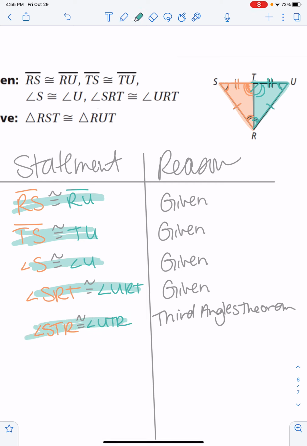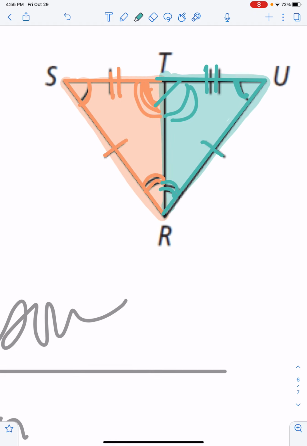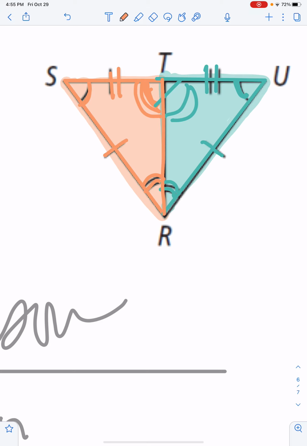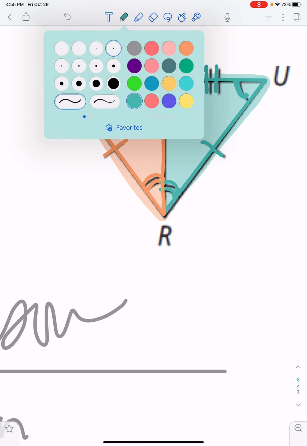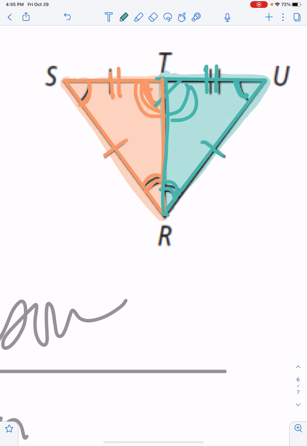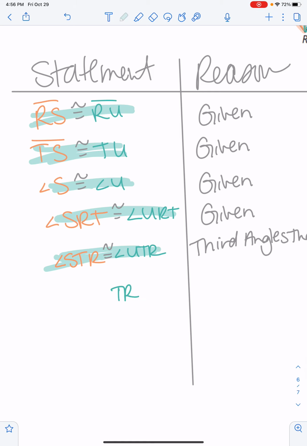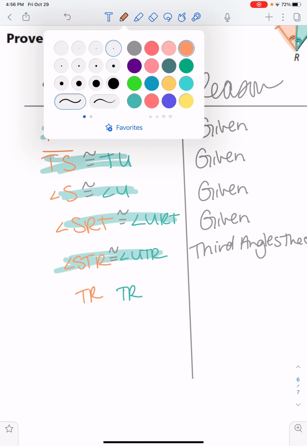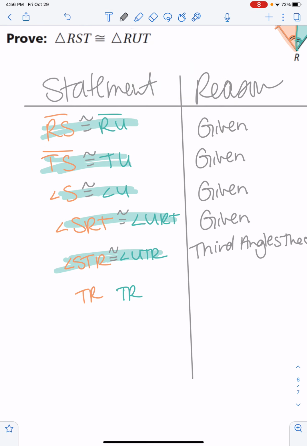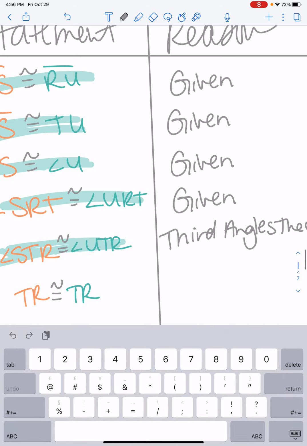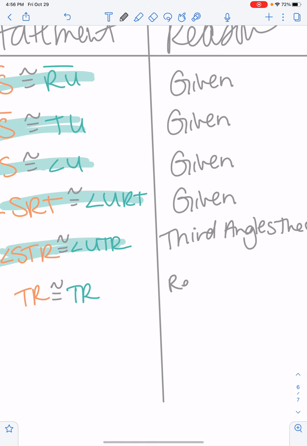So we are super close. We just have one more thing to prove. We've got all 3 angles, and then we have 2 of the 3 sides. And it looks like this orange third side, which is TR, matches the turquoise because they're both the same one. It's just the left side and the right side. So we have TR in turquoise, and we have TR in orange. And those are the same because it's called reflexive property. They're the same exact line, just on different sides.